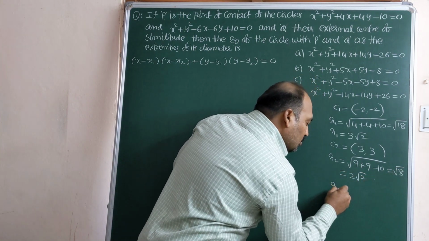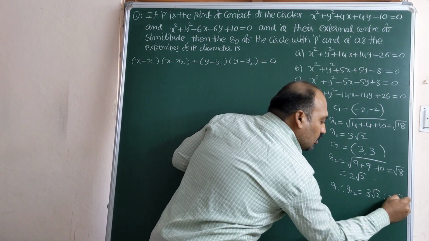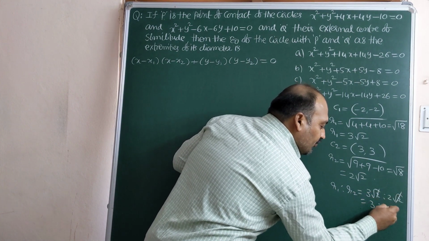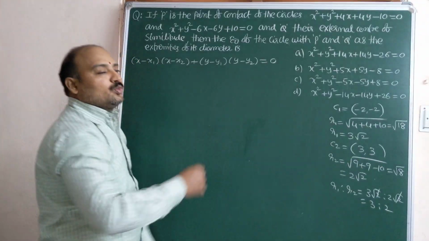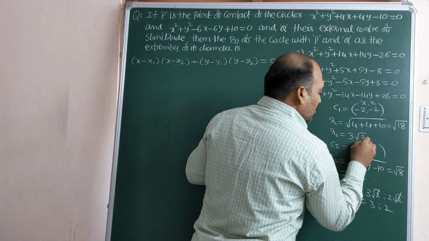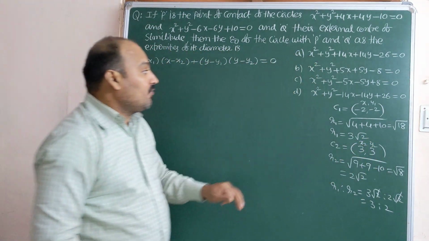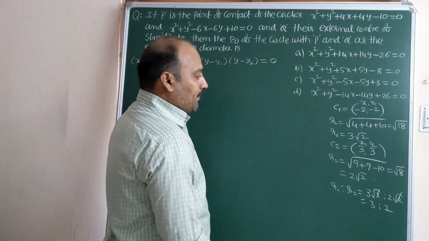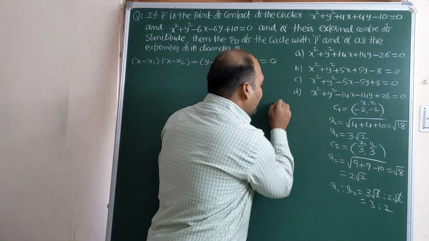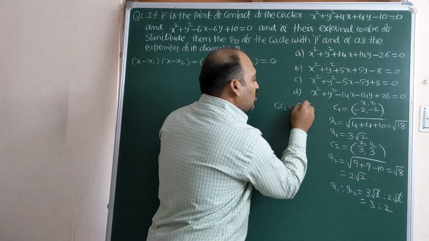So R1 is to R2 is 3 root 2 is to 2 root 2. Root 2 and root 2 get cancelled. 3 is to 2. So R1 plus 3, R2 plus 2. Don't take these centers as the endpoints of the diameter, dear students. First, the P value, the point of contact. What is C1 C2 here? Distance between C1 and C2: 3 minus minus 2, root 25.